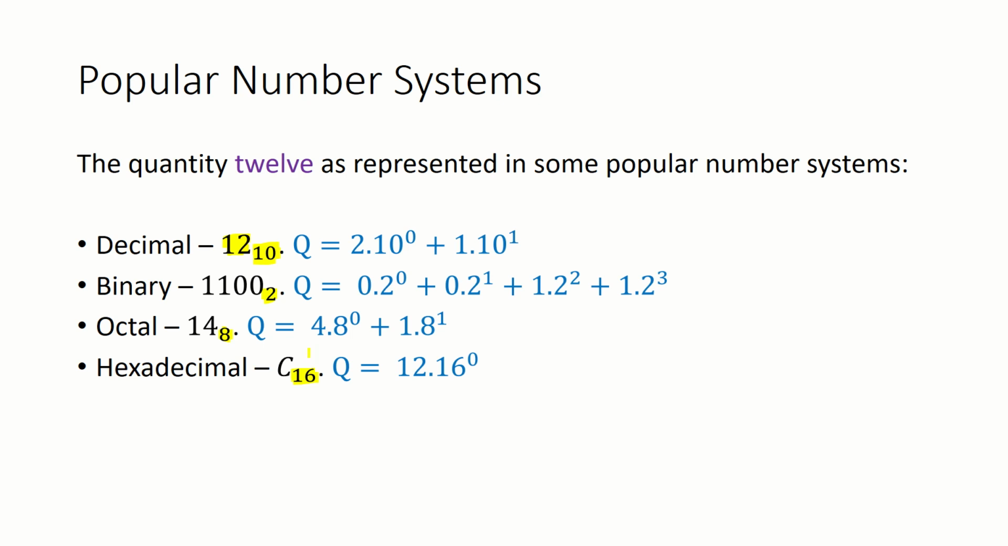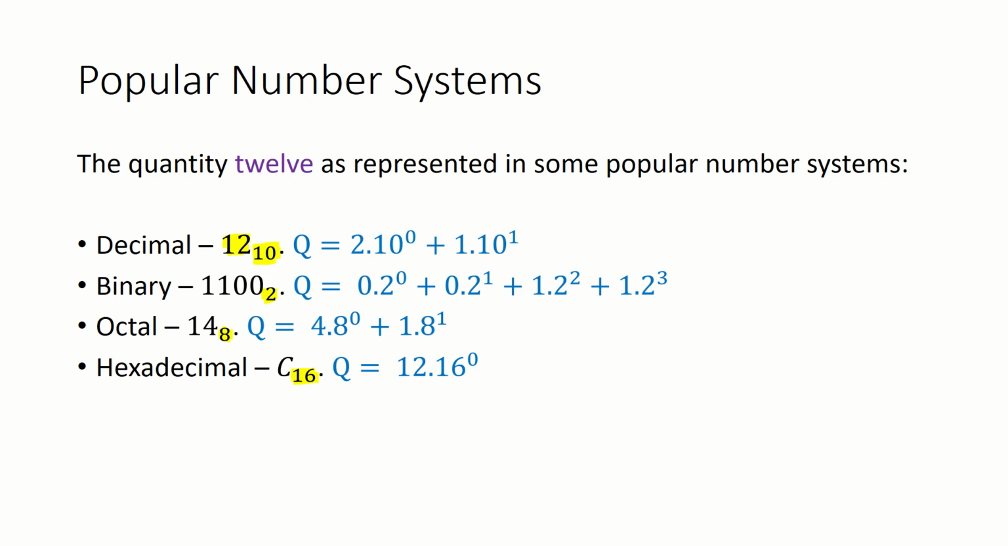However, in binary, to represent this quantity 12, the number becomes 1100. Why? Because if you expand 1100 and evaluate it, you will find that it becomes 12. Similarly, 1 4 in octal represents 12. It is very easy to see, 4 plus 8. In hexadecimal, C is 12 as we already know.